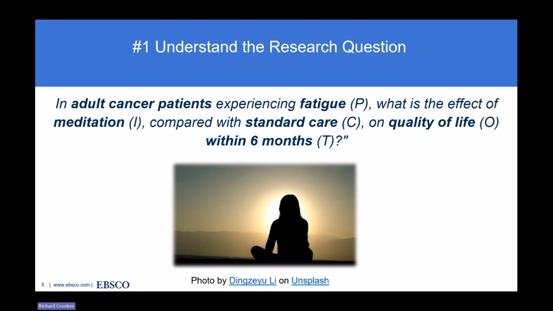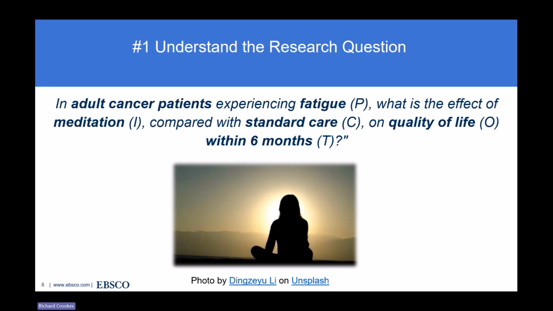But I've also highlighted in bold there the key elements that I feel need to be addressed in terms of creating the search. So we've got adult cancer patients, so we're looking at a particular age group, as it were. So we're not looking at adolescents, not looking at children, pediatrics, and so on. These are those who not only have cancer, they're also experiencing fatigue. And then we're looking at the effect, the intervention of meditation compared with standard care, what would normally be done, if you like. And then the outcome being the quality of life, and then within a 6-month time frame, as it were. So this is our research question.